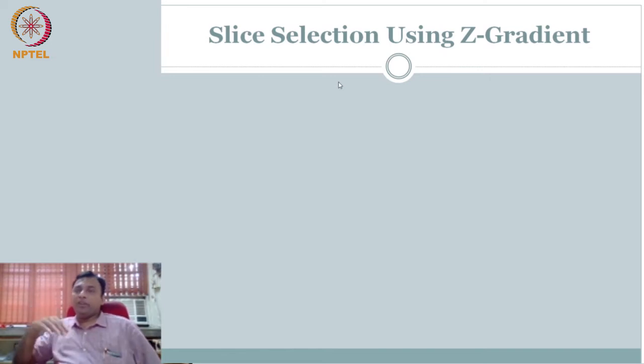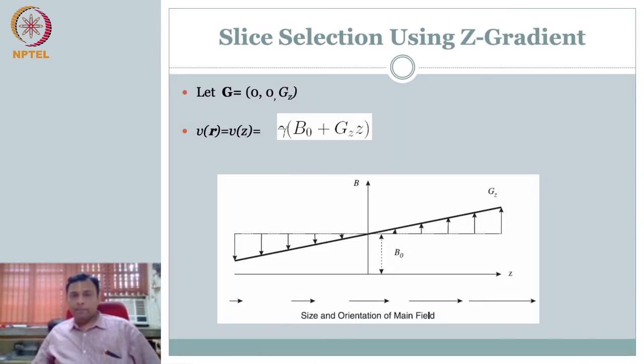When you do imaging, you always select a slice first, right? When you show an image, you say this is an axial slice, a sagittal slice. So the image you have is a slice. So it's a slice selection. We use what is called the Z gradient. What do we mean by using the Z gradient? That is, of my gradients, I will only apply Gz. So if I apply Gz, my Larmor frequency will change only in the Z direction.